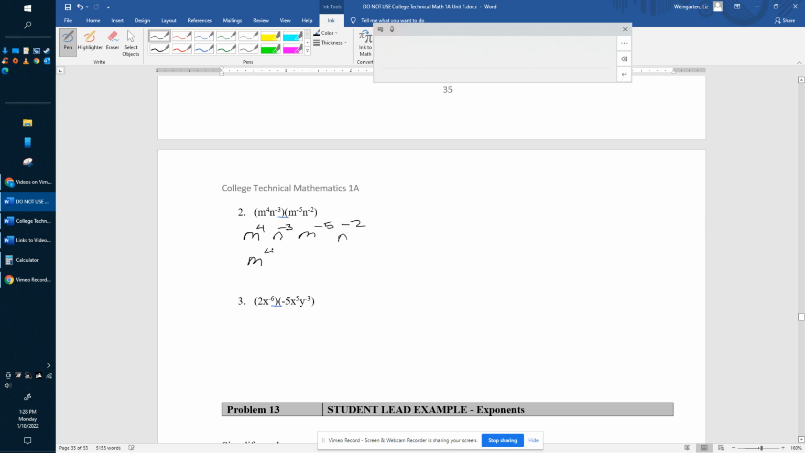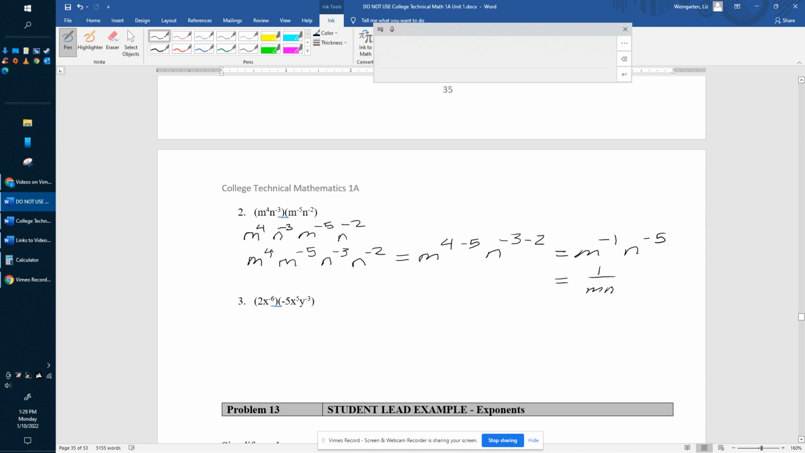m to the 4th times m to the negative 5th times n to the negative 3rd times n to the negative 2. Combining like terms, we have m to the 4 minus 5, n to the negative 3 minus 2, which equals m to the negative 1, n to the negative 5, which is 1 over m n to the 5th.